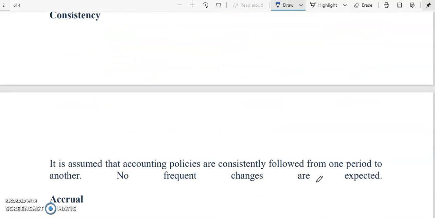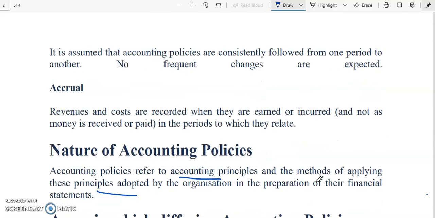Second is consistency. It is assumed that accounting policies are consistently followed from one period to another period. No frequent changes are accepted. Whatever accounting policy is adopted by the organization is consistently followed for different periods, so there are no frequent changes in the accounting policy. This is the second assumption.